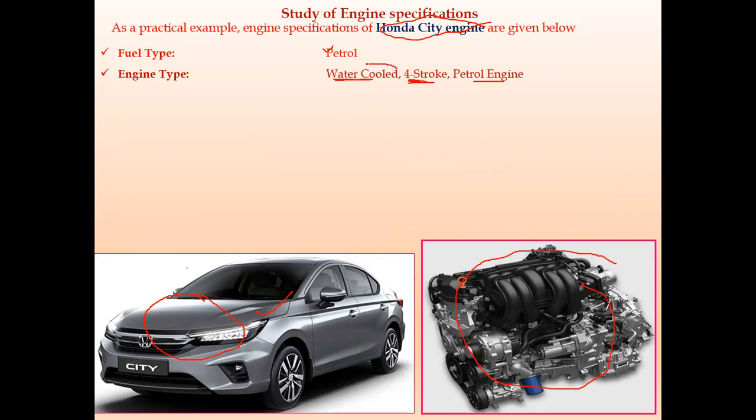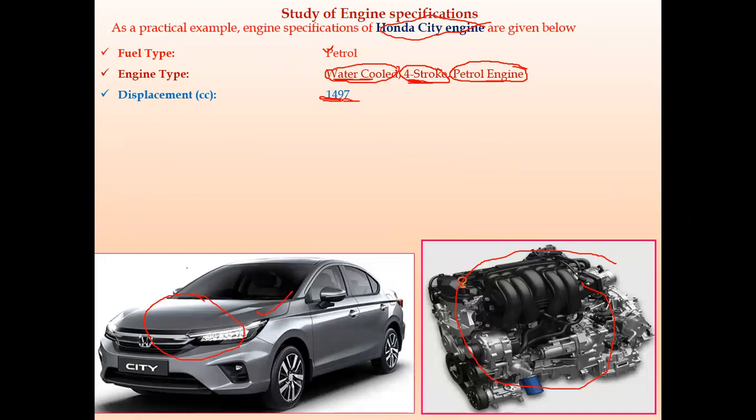Water cooled is the cooling system used in the engine, the number of strokes used is 4-stroke, and the type of fuel is spark ignition, or petrol engine also. So it may be an SI engine, sometimes called a petrol engine also. So it is a water cooled 4-stroke SI engine, that is, spark ignition engine or petrol engine. Next, we have the displacement capacity in cc, given as 1497. So this is the displacement capacity or engine capacity.